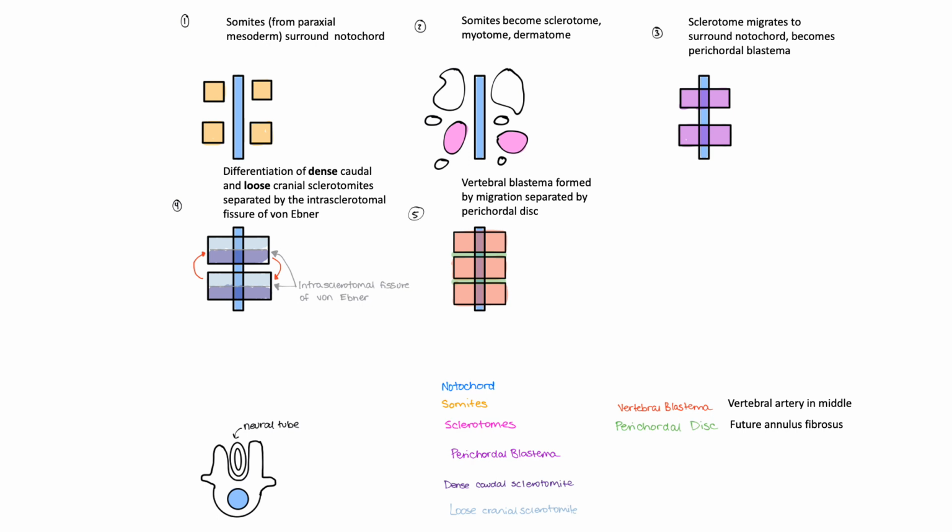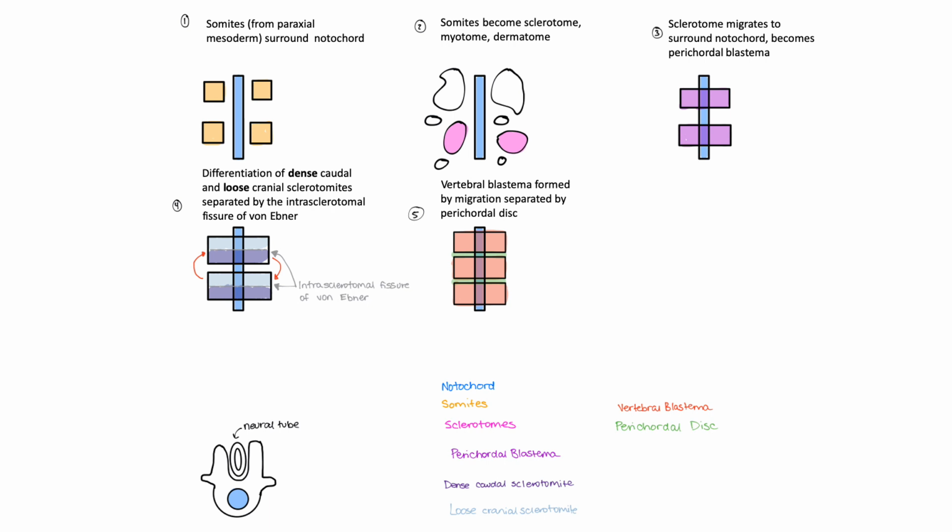And then, so remember how we talked about that intrasclerotomal fissure of von Ebner and how important that was, and it separated those two very distinct layers of cells, the loose and dense sclerotomites. So after that migration happens, on either side of that intrasclerotomal fissure of von Ebner, there's a distinct layer of cells, and that becomes the perichordal disc, so that's going to be in green. So if you can imagine how that migration occurred, suddenly those become this green, which is the... Sorry, I messed up a little bit there. But anyways, the green is the perichordal disc.